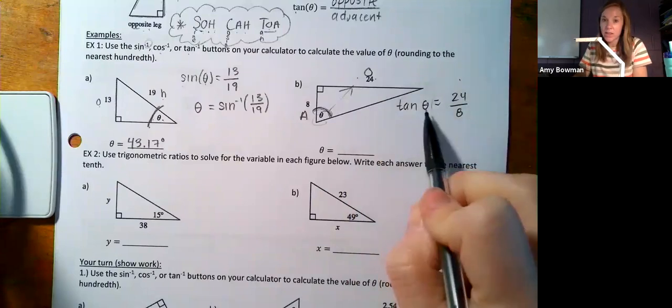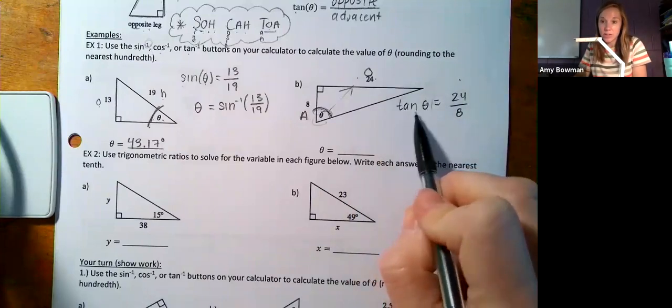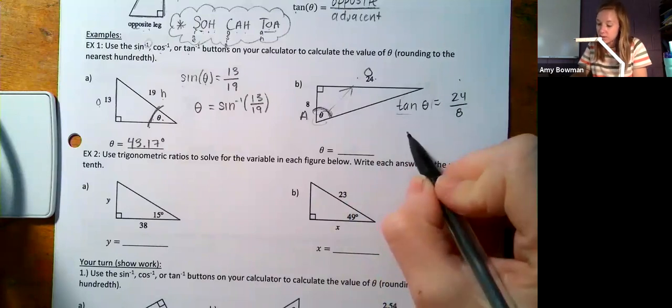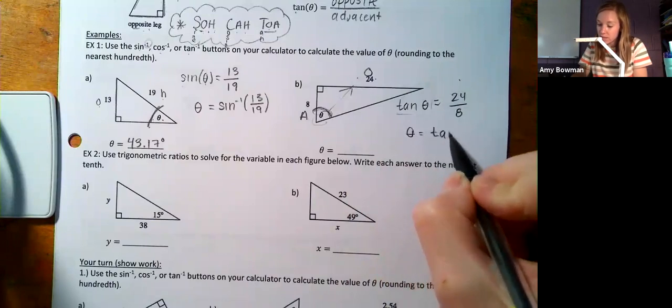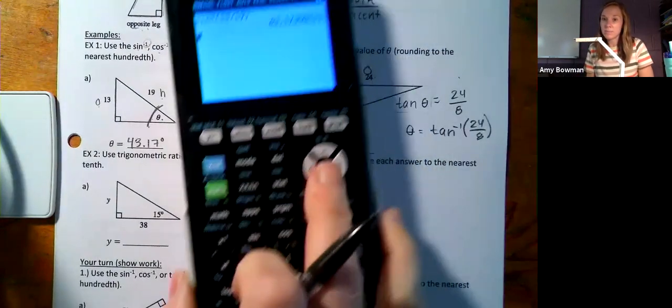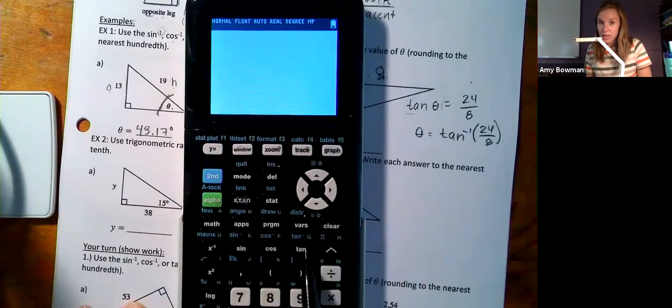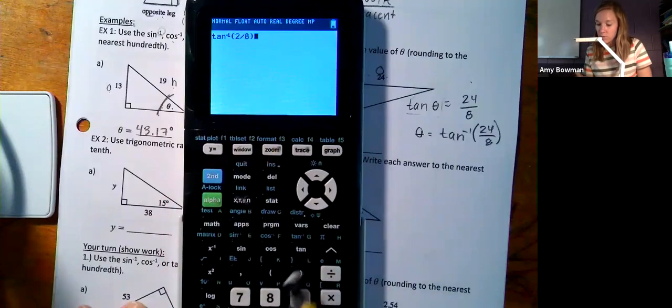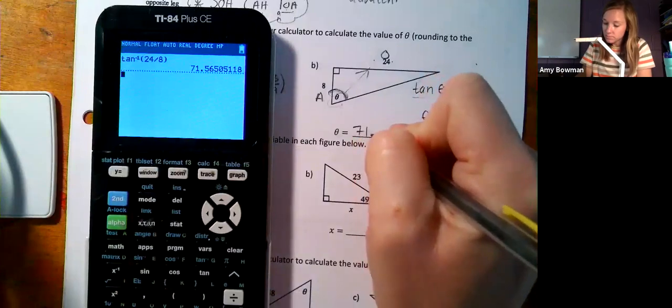24/8. I want to get theta by itself, but right now it's stuck inside the tangent function. So to undo that, I need inverse tangent. When I take the inverse tangent of this side, I get theta by itself, and I take the inverse tangent of the other side too. I'll use my calculator. Inverse tangent is right here, so I hit second tangent and then type in 24 divided by 8. And I get 71.57 if I round. So 71.57 degrees.